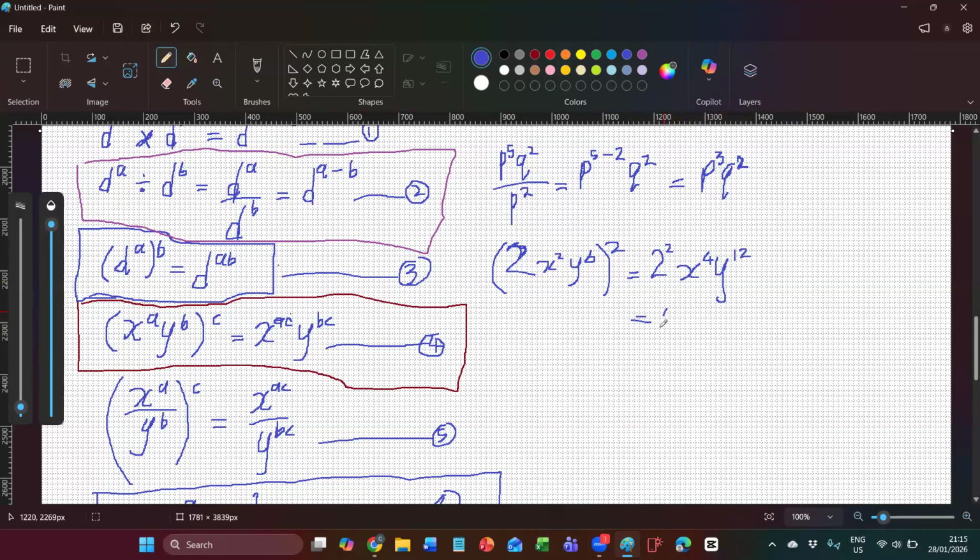2 raised to the power of 2 is 4. x raised to the power of 4 is x raised to the power of 4. And y raised to the power of 12 is y raised to the power of 12. And that's it.